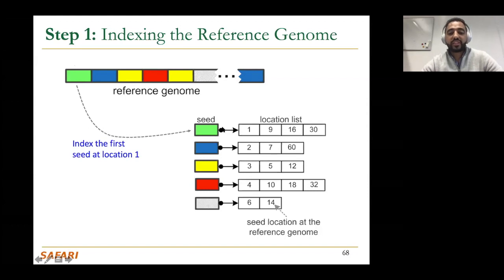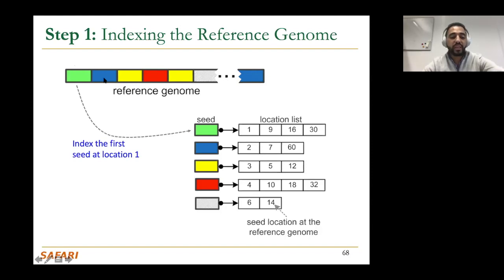To build the hash table out of the reference genome, we divide the reference genome into pieces. We pick every piece and we convert it into a hash value, or we hash it. Then we store the hash value in the buckets, and we record the location of that piece in the reference genome with its hash value. The first piece is green, and it starts at location number 1, so we record it there with number 1. We might have it again at locations 9, 16, 30. We keep doing the same thing for all these pieces.